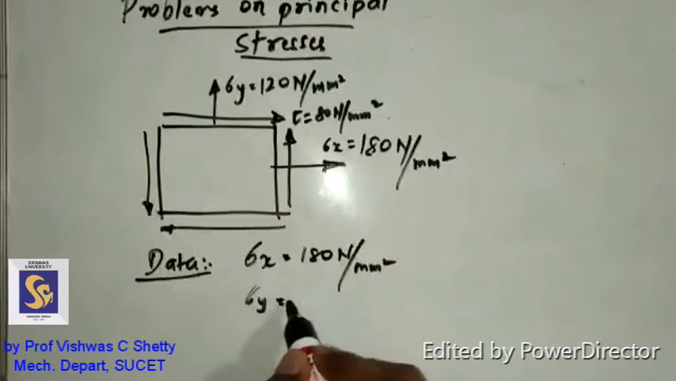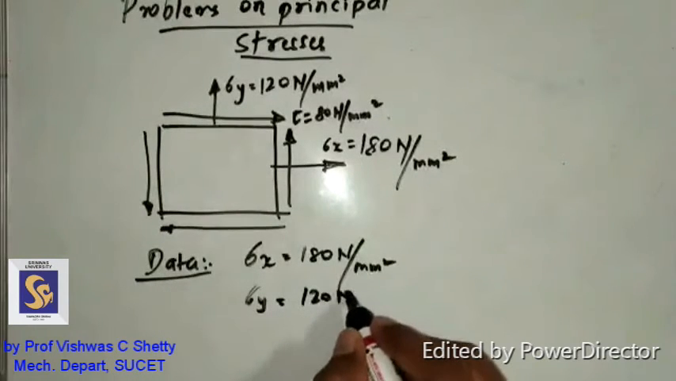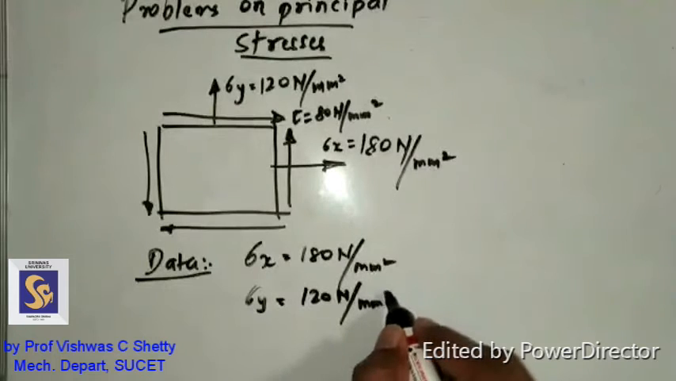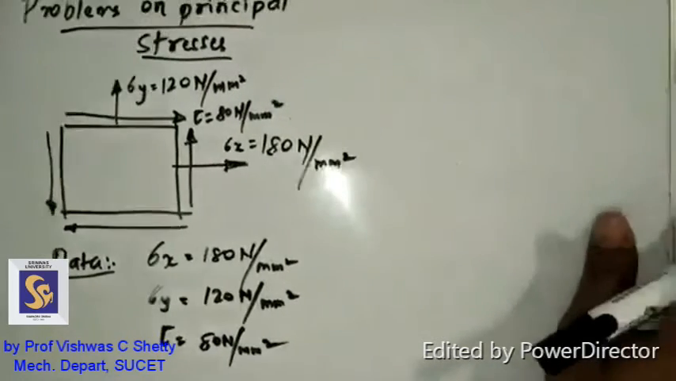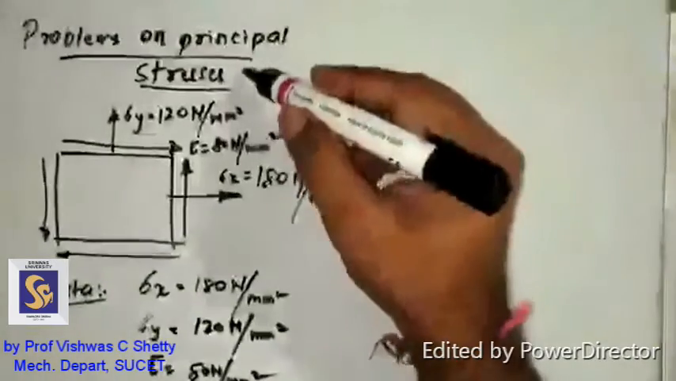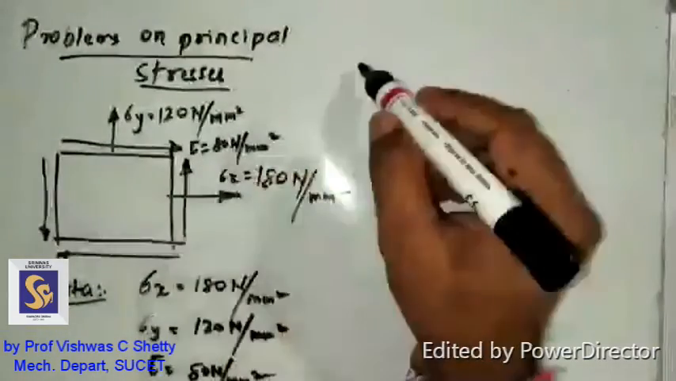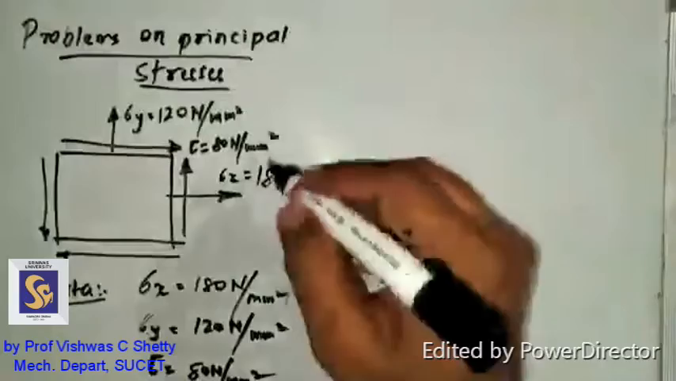Sigma y is 120 Newton per millimeter square, and tau is 80 Newton per millimeter square. If they have asked for principal stresses, and tau is 0, then in the equation also you have to take tau as 0.